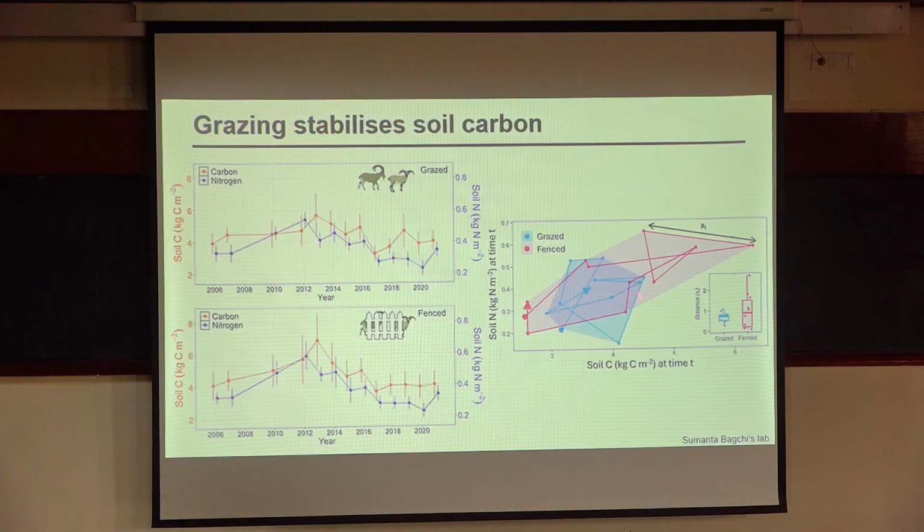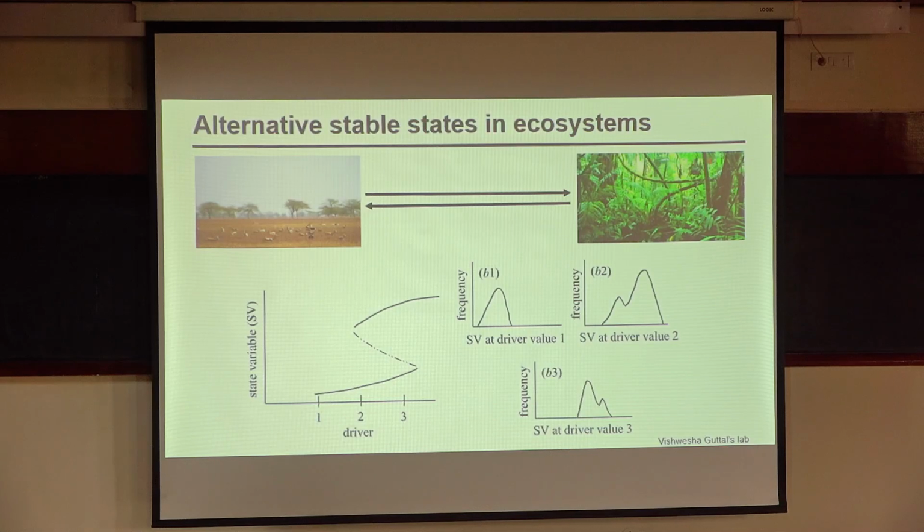And so basically you've got very little fluctuation in soil carbon in the grazed plots, whereas you have a lot of fluctuation in soil carbon in the ungrazed habitats. So this is all empirical work, but we also do theoretical work. And so this is on alternative stable systems in ecosystems.